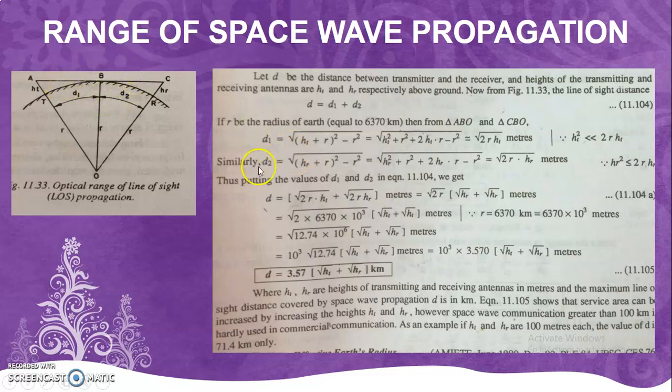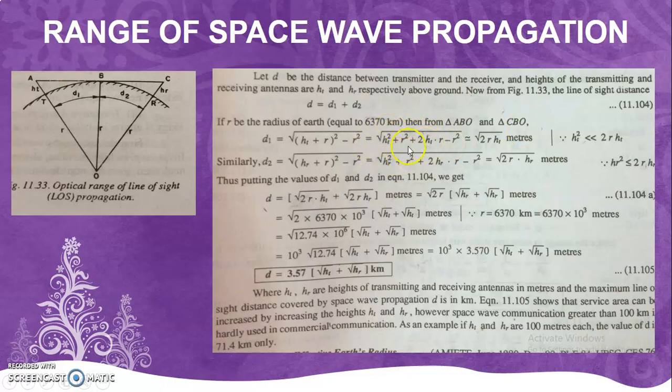If d2 is this distance, then you can find the distance BC also. That is, d2 is equal to root of (hr plus r) the whole square minus r square, because this is also a right triangle. You can find CB. Understood? That is by using the Pythagoras theorem: hypotenuse square is equal to the sum of the squares of the sides. So you expand the equation, ht square plus r square plus 2ht r minus r square, and it is almost equal to root of 2r ht, neglecting the heights with respect to the distance.